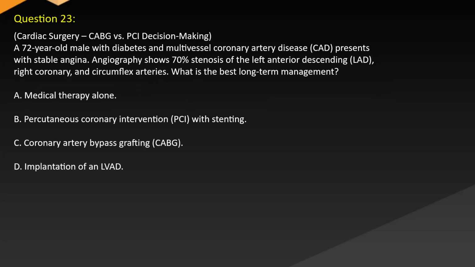Question 23. Cardiac surgery. CABG versus PCI decision-making. A 72-year-old male with diabetes and multivessel coronary artery disease presents with stable angina. Angiography shows 70% stenosis of the left anterior descending (LAD), right coronary, and circumflex arteries. What is the best long-term management? A. Medical therapy alone. B. Percutaneous coronary intervention (PCI) with stenting. C. Coronary artery bypass grafting (CABG). D. Implantation of an LVAD.